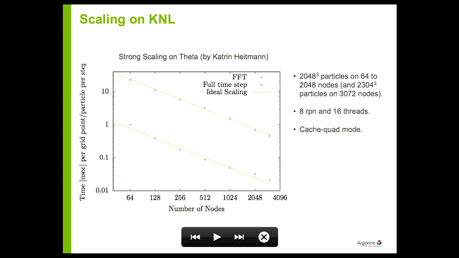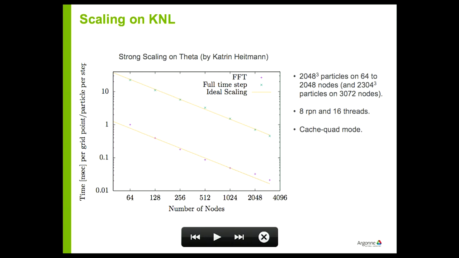Okay, and then I'm going to finish with just a couple of scaling results. So last month we had early access to Theta here at Argonne. So we decided to do a couple of scaling tests. This first test was a strong scaling test where we held the problem size roughly fixed. So we had 2048 cubed particles, and we changed the number of nodes that we threw at it, going from 64 to 2048 nodes, and slightly changing the geometry a bit for 3072 nodes just to fit the geometry of the simulation. And so the different points are data points.